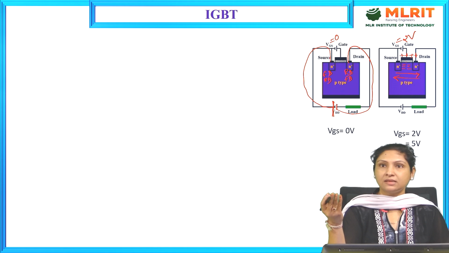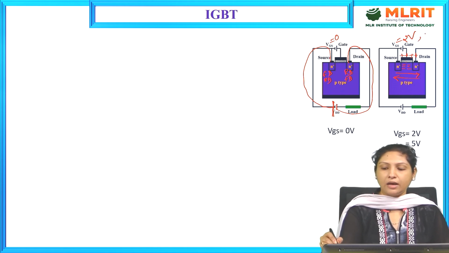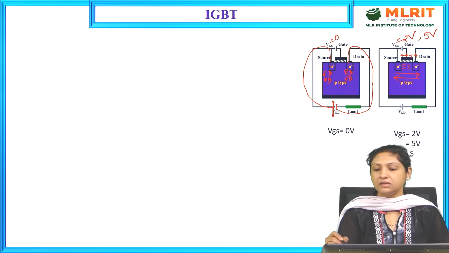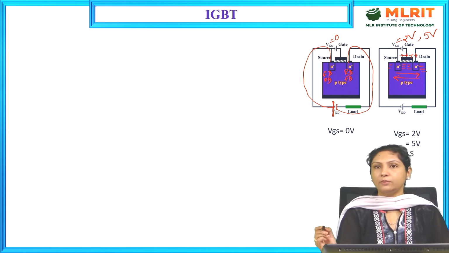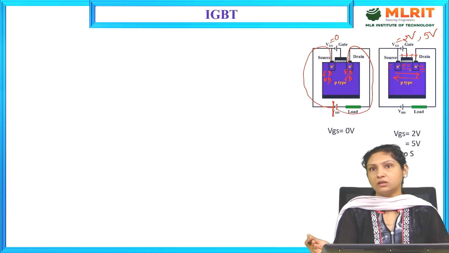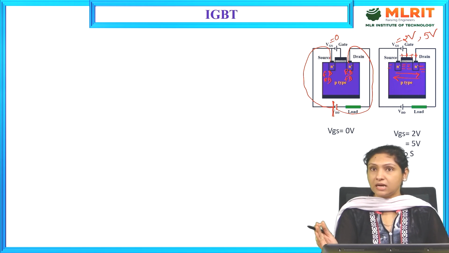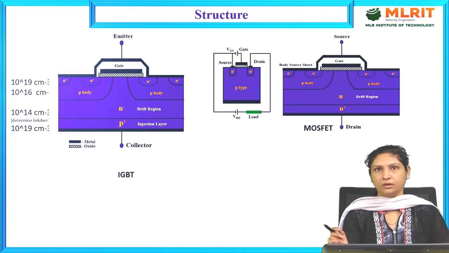And in order to increase the current flow, we can increase this gate to source voltage now to 5 volts. In that case, the accumulation of charge carriers increases, and because of which it creates a path for the electron movement. Electrons will be flowing again from source to drain, and current will be flowing in the reverse direction to that of the first case. That is, current starts flowing from drain to source now. So this is how current conduction takes place in a normal MOSFET.